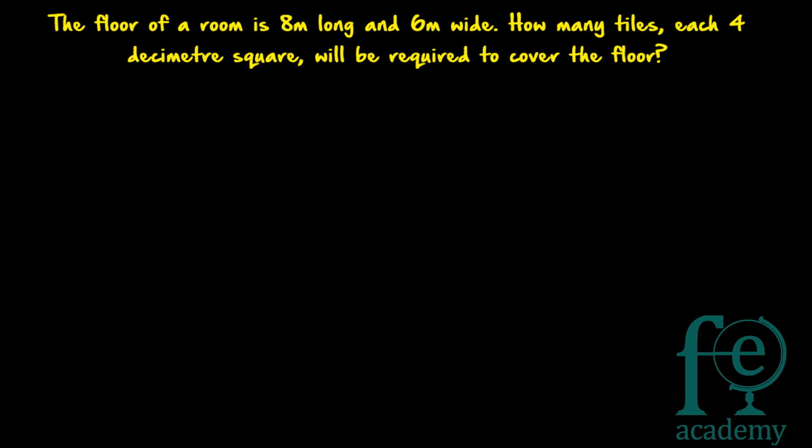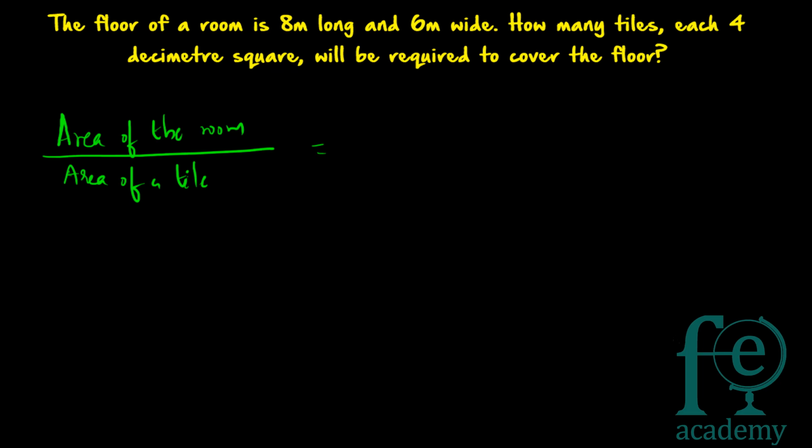So what is the dimension of a tile? A tile is 4 decimeter square. It is given that a tile is 4 decimeter square. So how many such tiles will be required to cover this floor? So you have to find the solution to this question by dividing the area of the room by the area of a tile. So what is the formula here? You have to find out the area of the room and then the area of a tile also. So area of the room divided by area of a tile will give you how many tiles are required to cover the room.